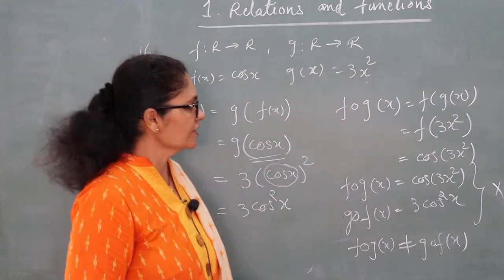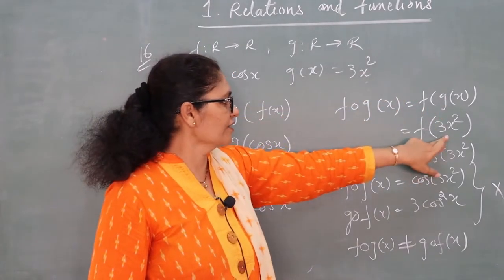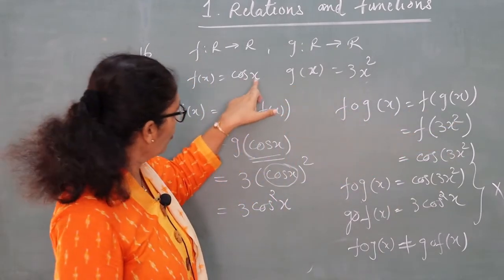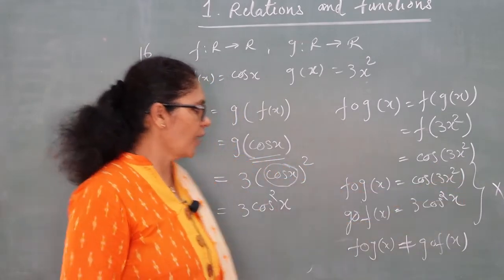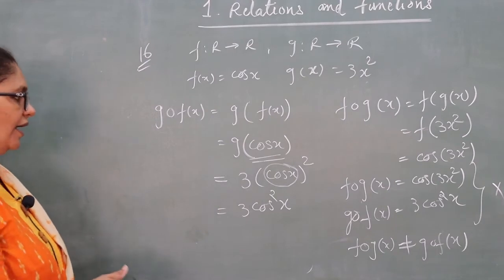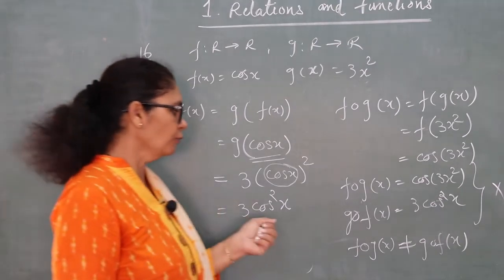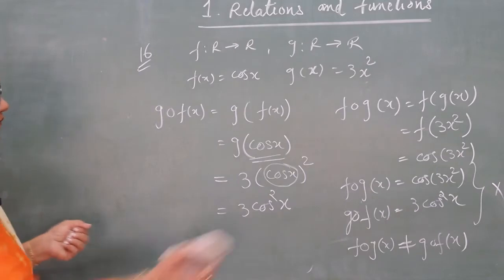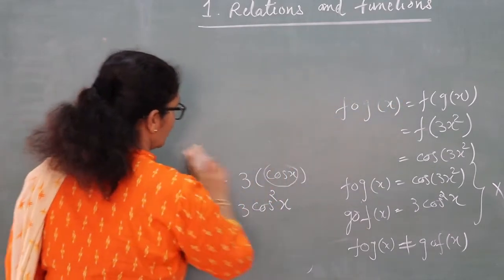Now f over g, again the same. f of g x, in place of g x, 3x square is written. Now consider it as an x and write it in f x. So in cos x, in place of x, we have written 3x square. So now f over g is cos 3x square and g over f is 3 cos square x. Both are different. So what do we have to prove? That f over g and g over f are not the same. That is proved. Now come to the next question.